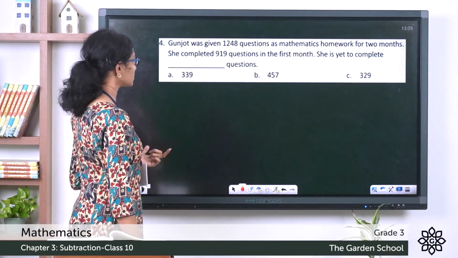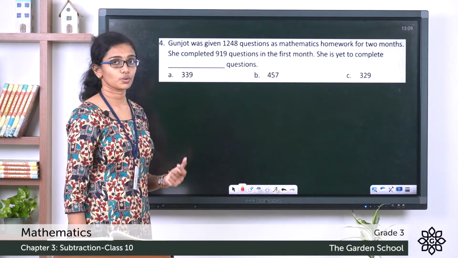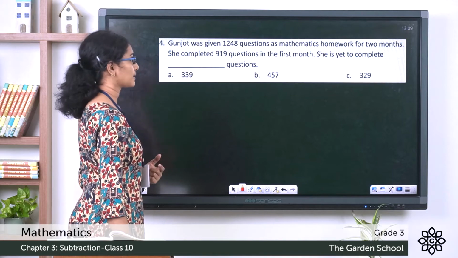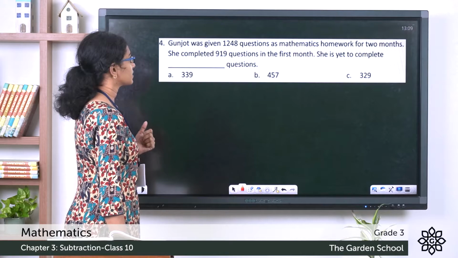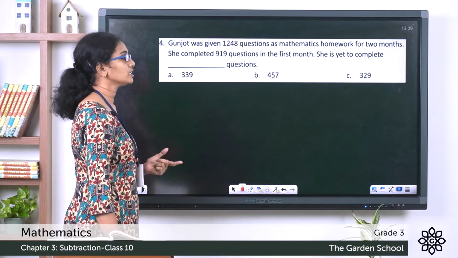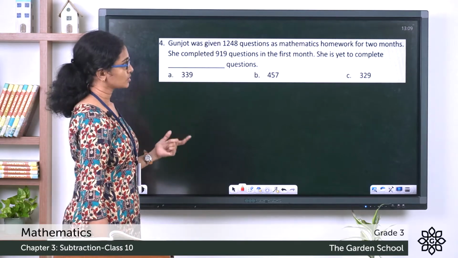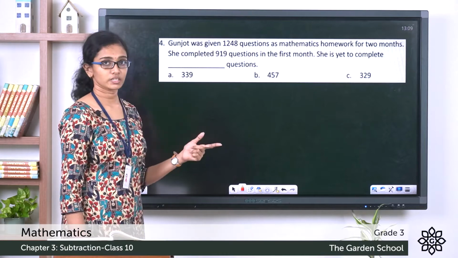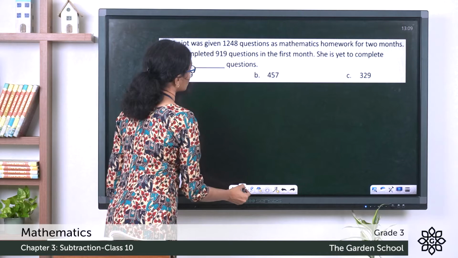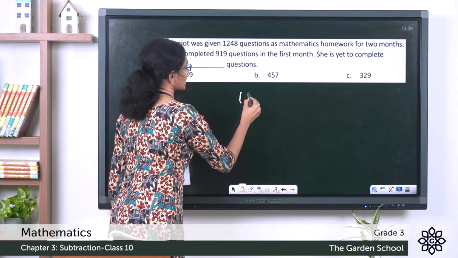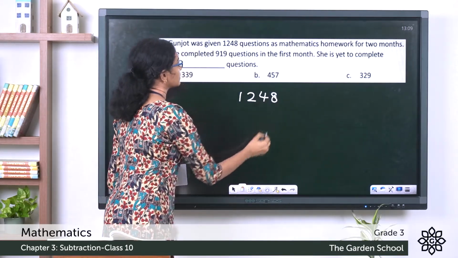Now, Ganchot was given 1248 questions as mathematics homework for 2 months. She completed 919 questions in the first month. She is yet to complete dash questions. So she was given a total of 1248 questions, and how many she completed in the first month?